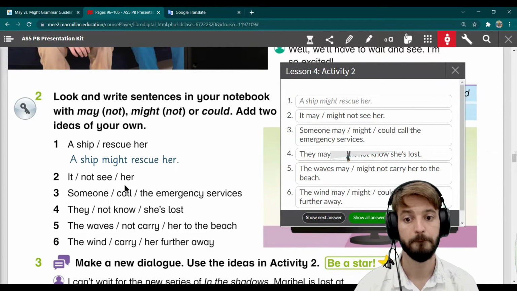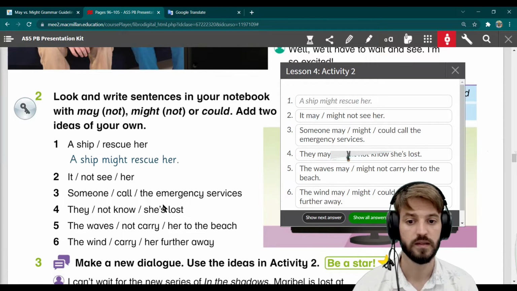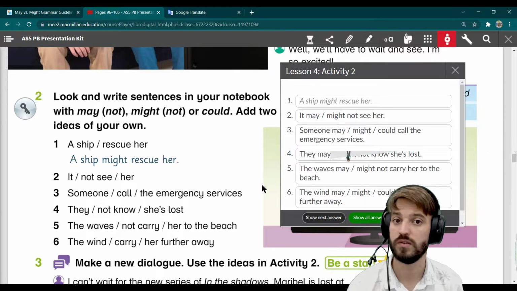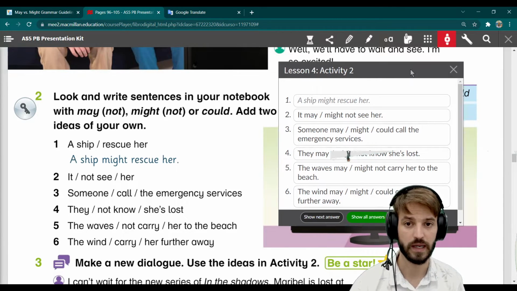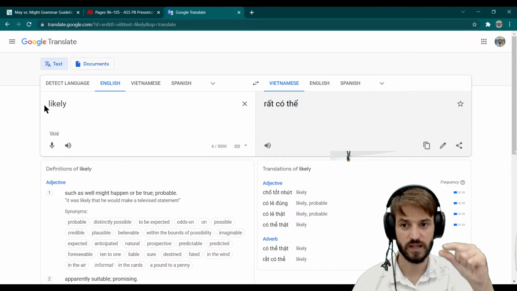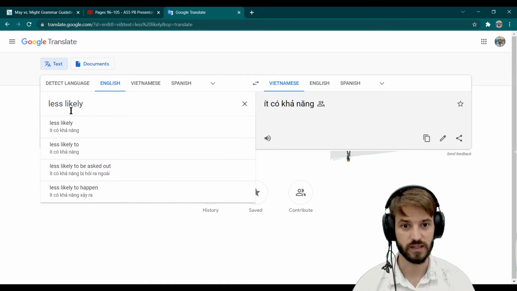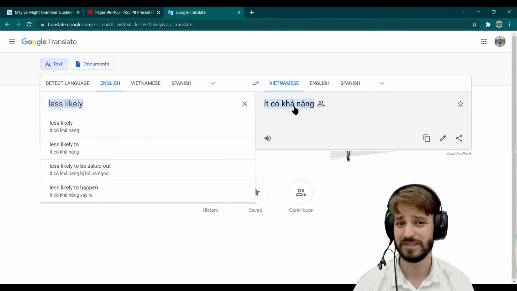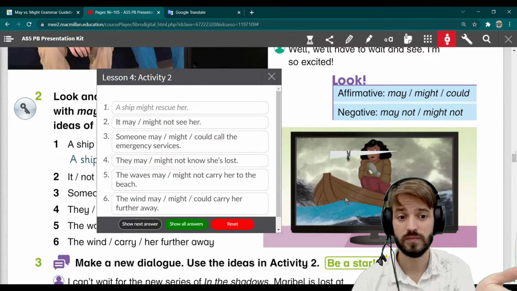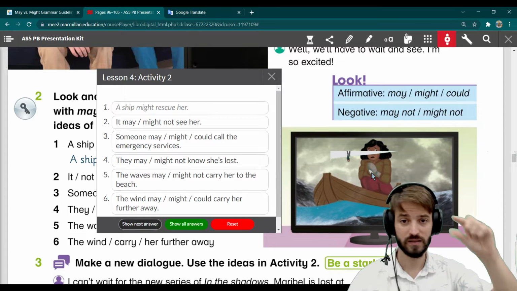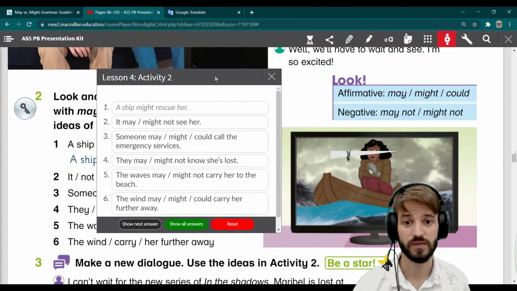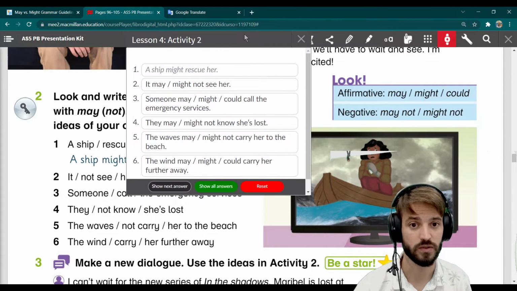Question number 3. What might someone do? What might someone do? I'm going to use might. Okay, might, because it's less likely. Does that make sense? Okay. Because she's in a boat in the sea, it's not very likely that anyone is going to find her and that anyone is going to rescue her.